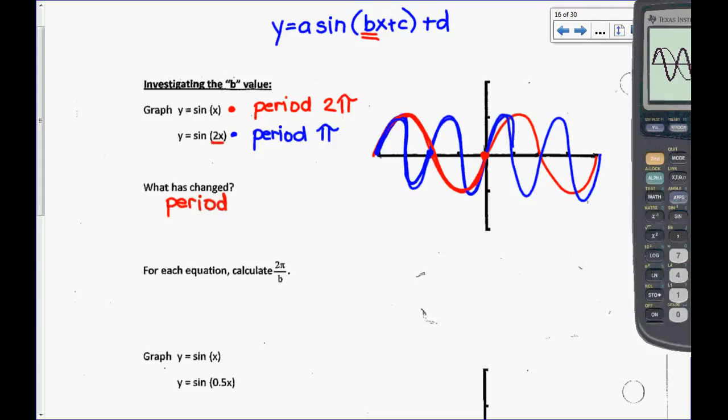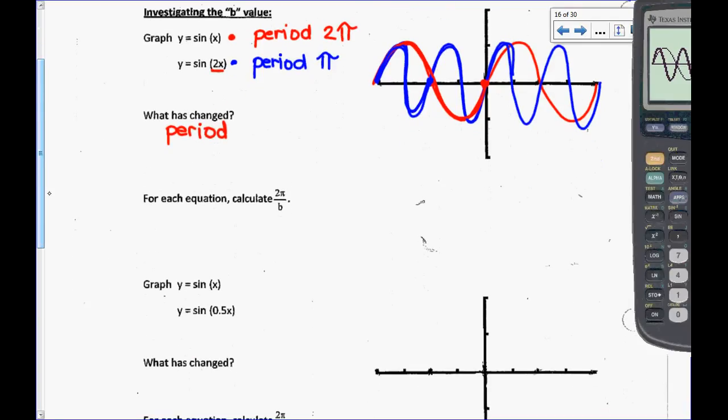So what has changed? The period. So actually this b value doesn't tell you the period, because in this case the b value is 2, but our period is not 2. What the b value tells you is how many complete rotations, or how many complete cycles, there would be in 2 pi. So in this distance here, from here to here, that's 2 pi, right? And so this is 2 whole rotations in 2 pi, right?